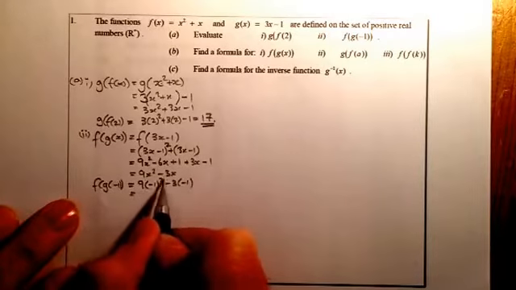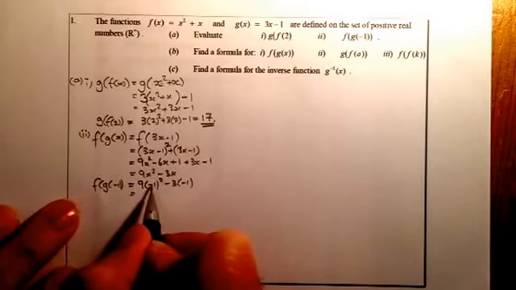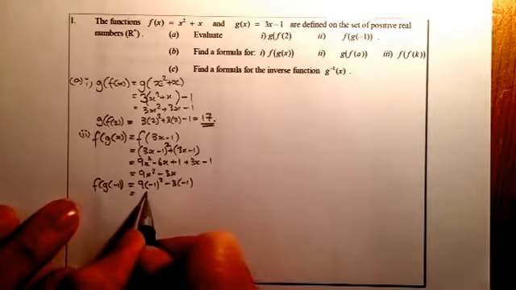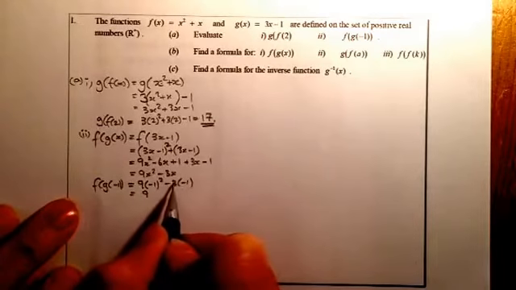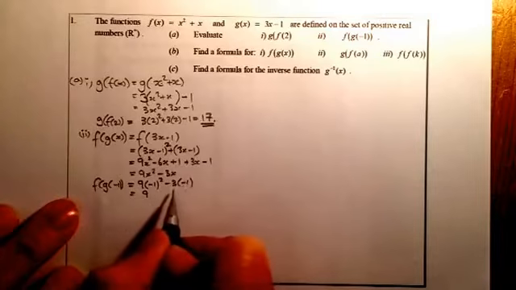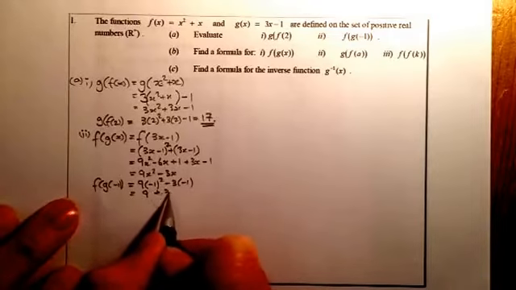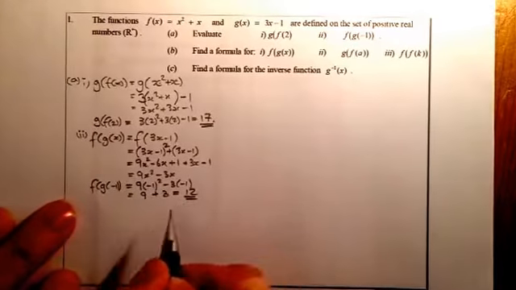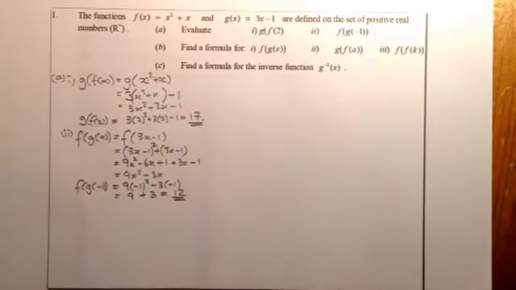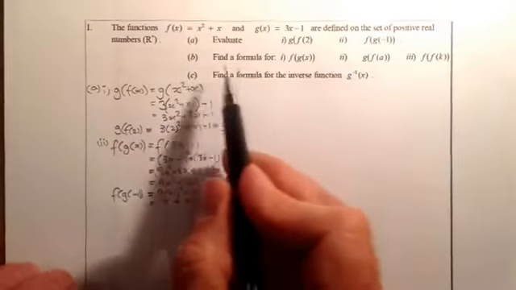And what I'll do is I'll work that through. So minus 1 squared is going to be 1. 1 times 9 is going to be a positive 9. And minus 3 times minus 1, that's going to give me a positive 3. So my final answer here is going to be 12. Okay, so that's the first two parts done.